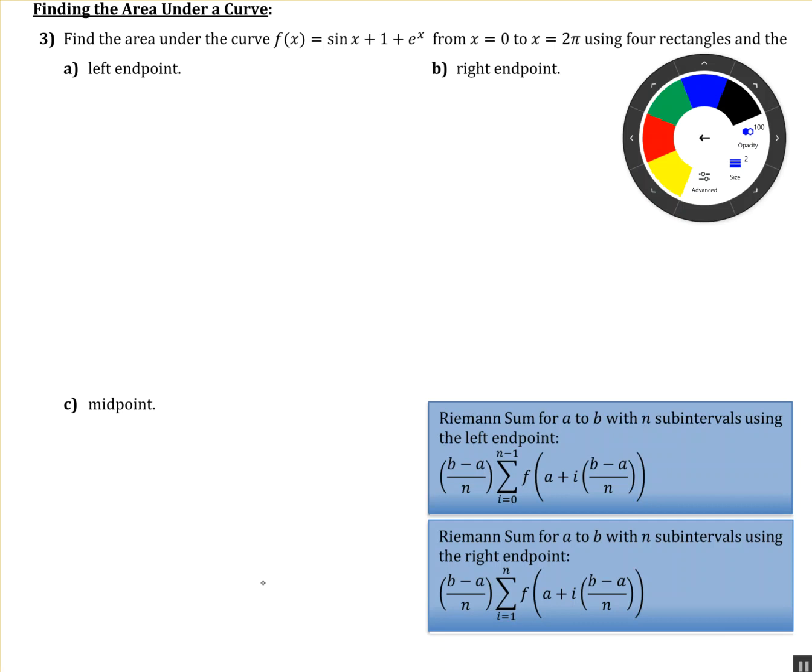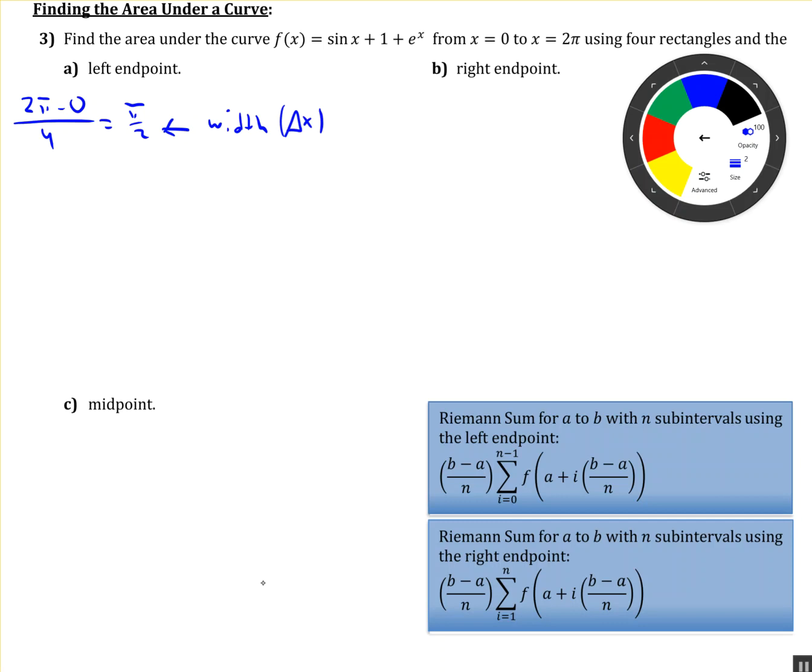So first off, notice what's the width of these rectangles. If it's from 0 to 2 pi and we divide it into 4, it's going to be 2 pi minus 0 over 4, which gives me pi over 2. That's the width of my rectangles, which a lot of times we'll call delta x.